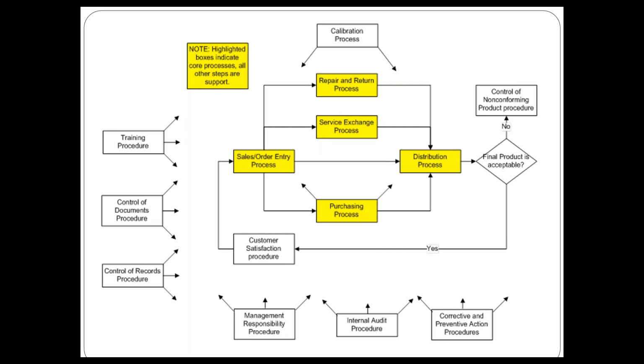But obviously in the middle here, we have these yellow highlighted items, and the organization has identified these as core processes. And okay, fine, that's a unique term. And again, you'll note that these are very uniquely named processes: service exchange, repair and return. This organization definitely put some thought into what the process names were.